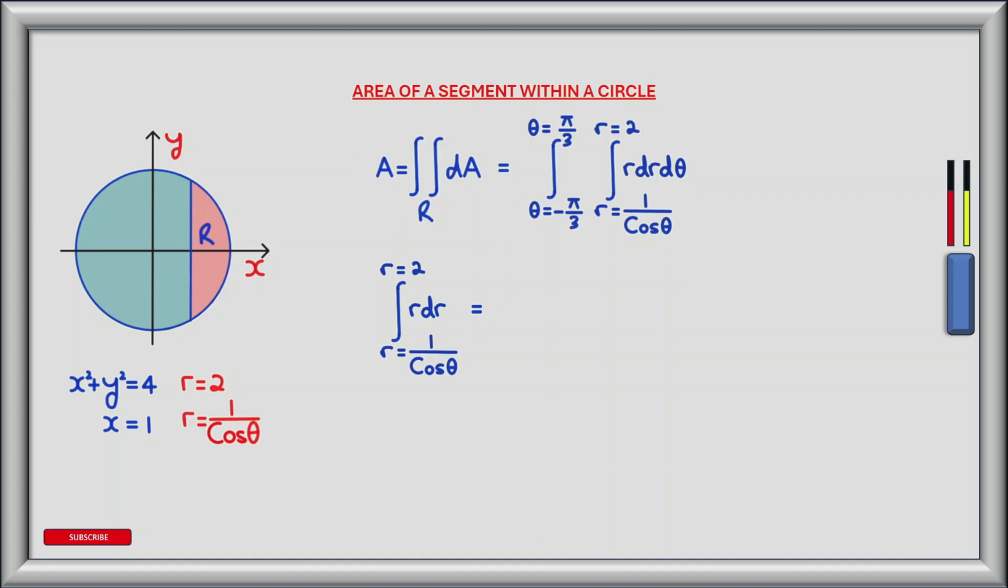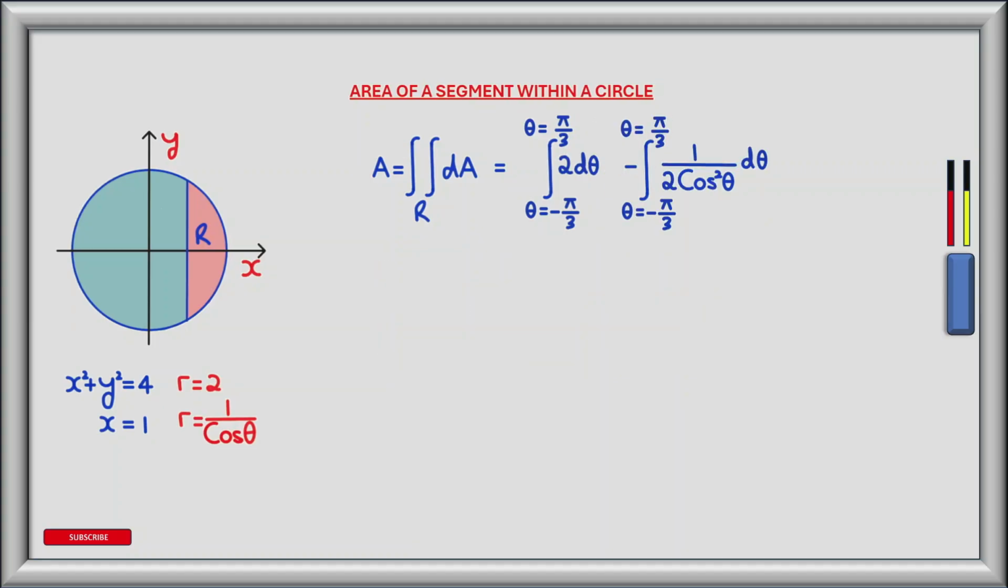So beginning with the inner integral, we need to integrate between r equals 1 divided by cos theta to r equals 2 of r dr. Using the power rule, the antiderivative of this is r squared divided by 2. And plugging in the values for r, we get 2 minus 1 divided by 2 multiplied by cos squared theta. We can now start work on the outer integrals, of which we now have 2.